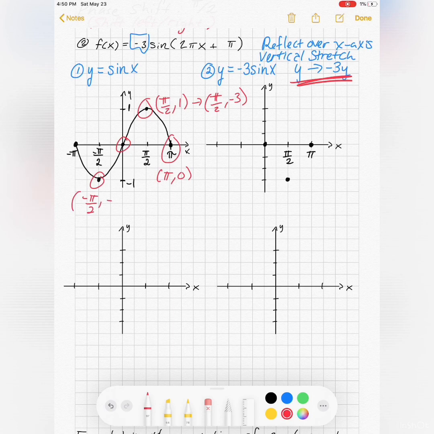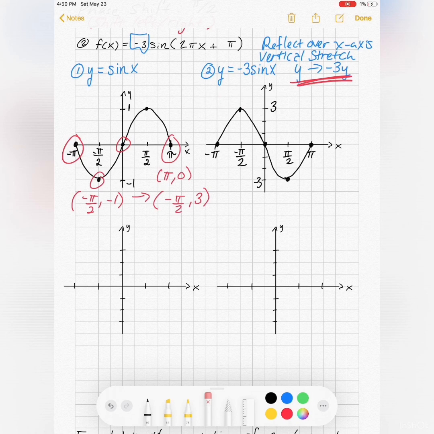Negative pi halves, negative 1, I'm going to multiply the y by negative 3. Oops. If I multiply negative 1 by negative 3, I actually get positive 3. Okay, negative pi, 0, multiply 0 by negative 3, it doesn't move. I draw my graph. So I've reflected and I've stretched vertically. Just clean this up, make this look nice.